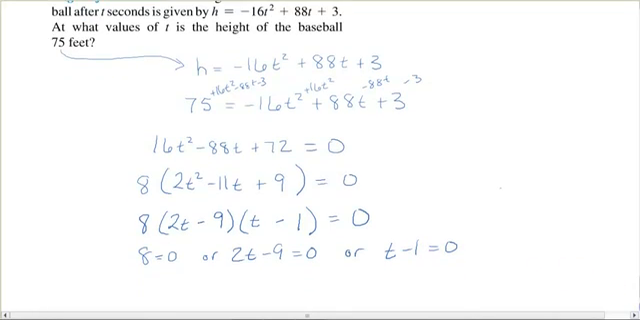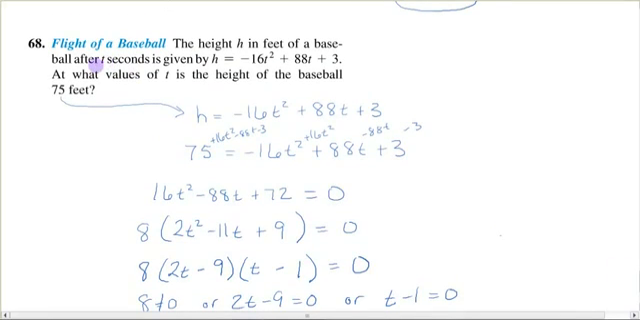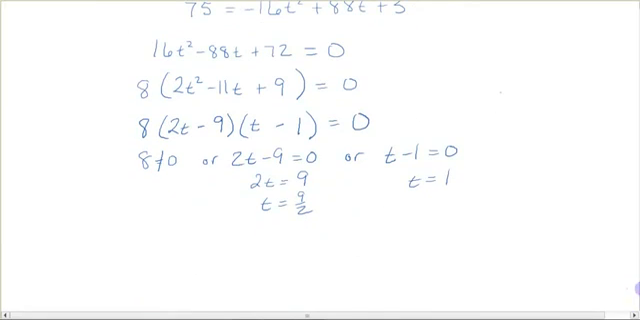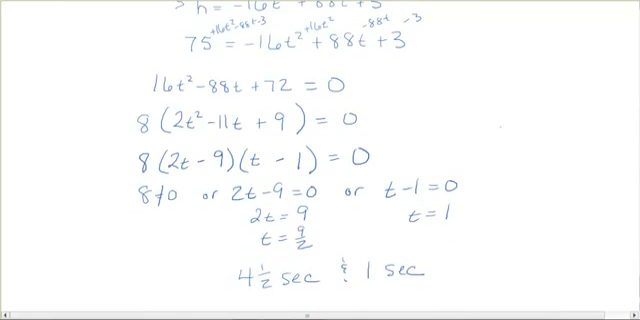Okay, and 8 equals 0 does not make any sense, so we throw that out. And this one, let's see, 2t equals 9, and t equals 9/2. Or this one, t equals 1. So it looks like, as far as time, we're doing seconds, looks like after 4.5 seconds, and at 1 second, then the height of the ball has reached 75 feet.